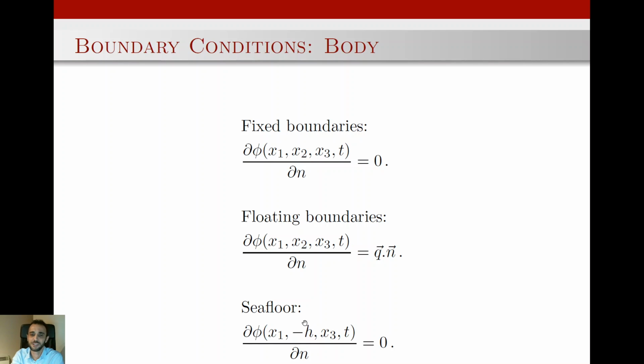On the seafloor, in this case located at -h from the still water level, we have again a no flux boundary condition. That is, d phi dn is equal to 0.